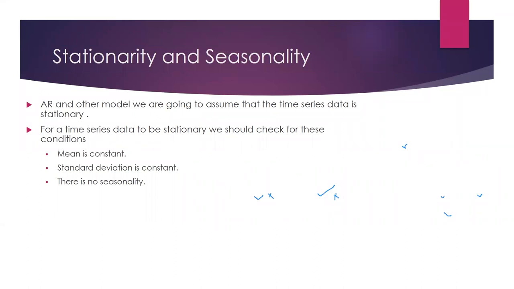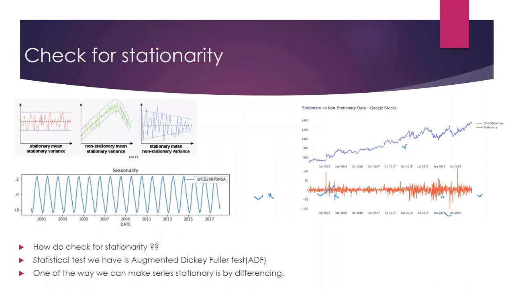Let's see how these things look in two diagrams here. If you see this diagram, this is Google stocks. If you see this series, the mean is constantly increasing, changing. If you take any timestamp, let's say from January 2016 to January 2017, this is the mean here, isn't it? And if you take any other timestamp, the mean is shifting. So your mean is not constant, and this is not a stationary time series. We'll see how we can make this time series stationary in the coming slides.